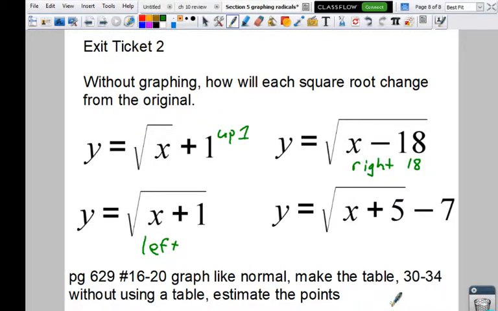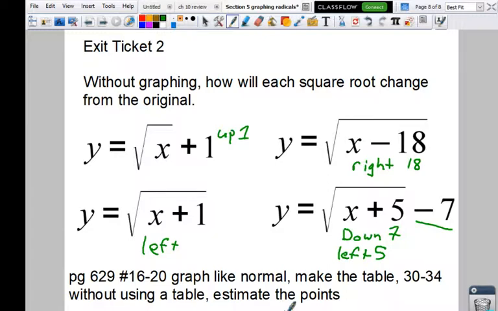Alright, what about this last one? I have the square root of x plus 5, and then outside I have a minus 7. What's going on in this last one? It's going a different way. That's true. It's going to go a couple different ways, right? What is the minus 7 going to do on the outside? It's going to go down 7, right? And then 5 over. Which way? To the left. And then we're going left 5. So this last one had two things going on. It went down 7, and then it went left 5.